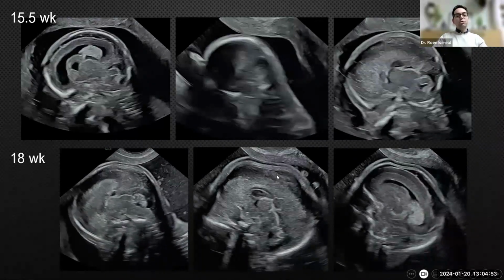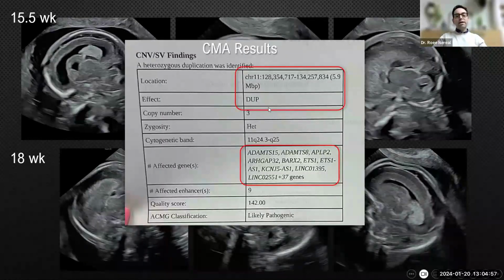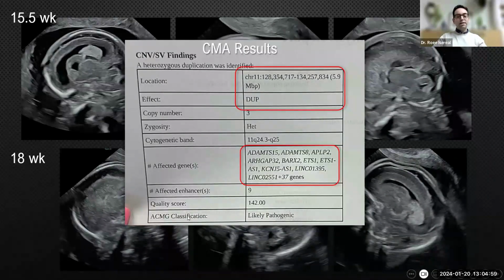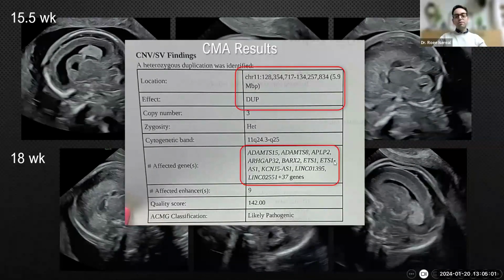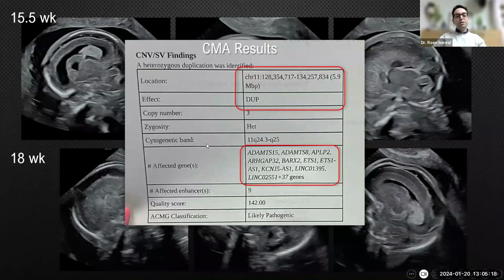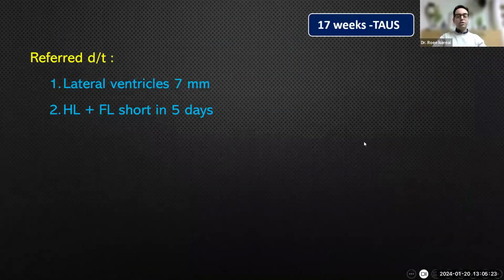But of course, we told her you should go for the genetic assessment, and she performed the CMA, and the CMA came back positive for a pathogenic duplication, which involves this list of genes, and she went on for termination of pregnancy. So you can see that you might have some kind of variety within the findings. Maybe if she had continued the pregnancy and we saw her again in the third trimester, you would expect to see some cortical abnormalities, but she decided, due to the results of the genetics, to go for a termination.